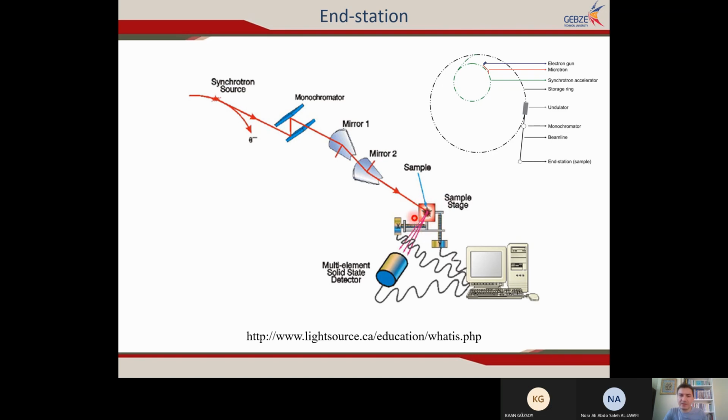Then these are the X-rays deflected from the, or reflected from the sample, and they go to the detector, okay? And by using the computer, you can get your data. Do you have any question here?